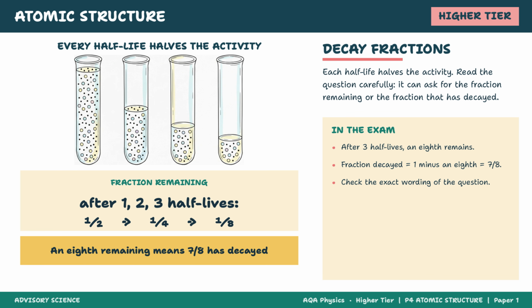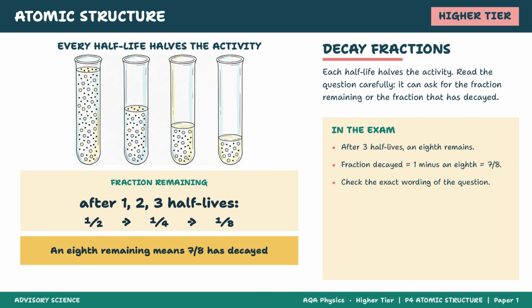Radioactivity, calculating net decline ratios. Higher tier examiners will often avoid simple graph work and instead force you to calculate the net decline of radioactive activity using fractions and ratios. Every single half-life that passes drops the remaining radioactivity exactly by half.